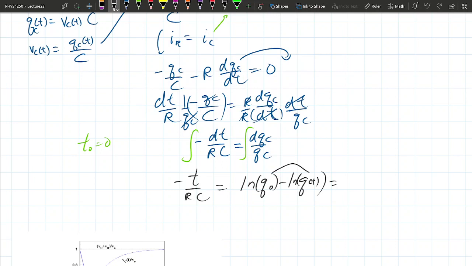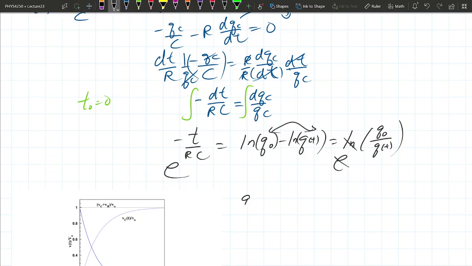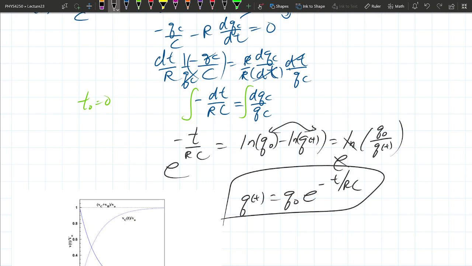This also simplifies, because when you have a log function, adding and subtracting is the same thing as dividing. It's natural log of Q naught over Q as a function of time. This is some nasty transcendental equation, but I'm going to try to get rid of the natural log by exponentiating both sides, since they're anti-functions of each other. And then just do a little bit of algebra. You're going to see that Q as a function of time is whatever the initial charge is, e to the minus t over RC. Big surprise, it's some exponential decay.